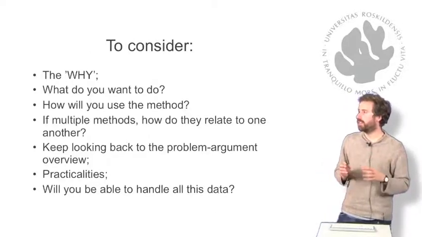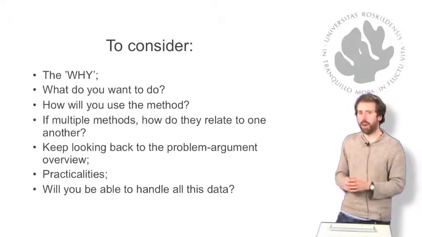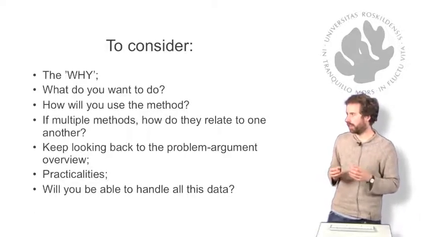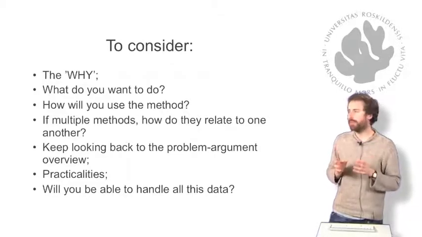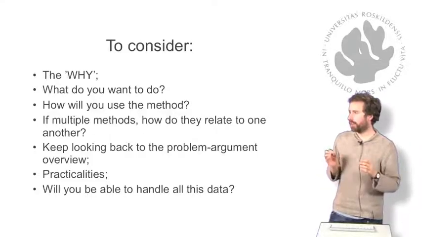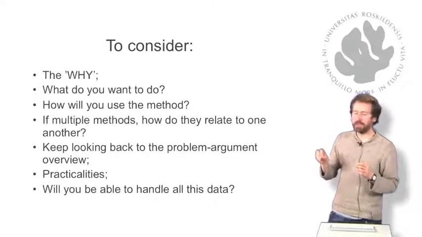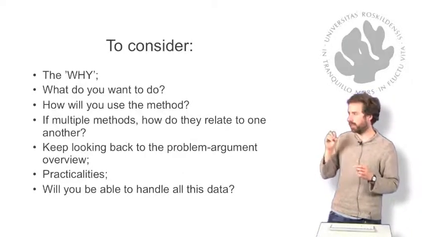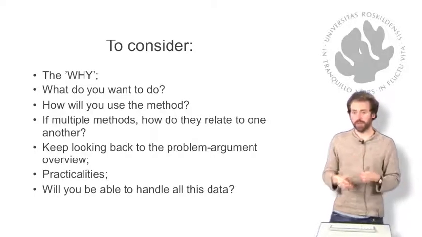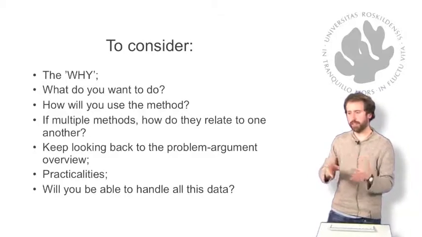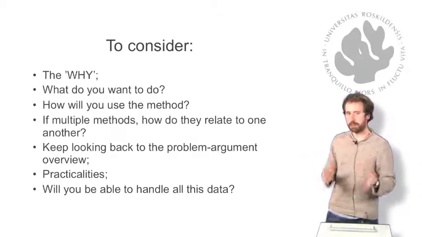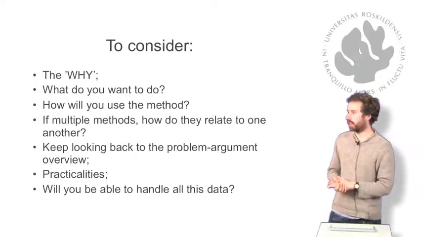Okay, so to consider then, you need to ask the why. Why do you choose the method that you do? What do you want to do with it? How will you use the method? If there are multiple methods, how do you relate them to one another? But throughout those considerations, keep looking back to the problem argument overview, because that's what's going to tell you what's relevant. That's what's going to tell you whether or not your ideas about how to write your text, the method and so on, are actually correct.